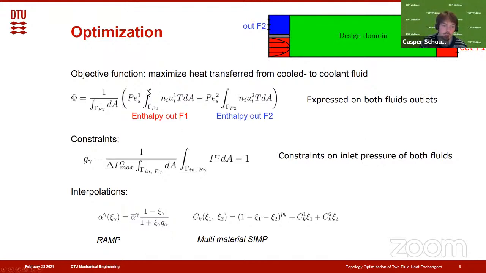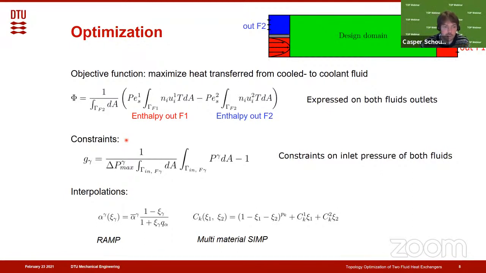So we want to minimize the first term here, and likewise we would like to increase the enthalpy that is getting out, so we add this with a minus in front in order to get an increase in the enthalpy out. So basically it's two times the same thing, but we ensure that they are behaving well on both sides of the domain.